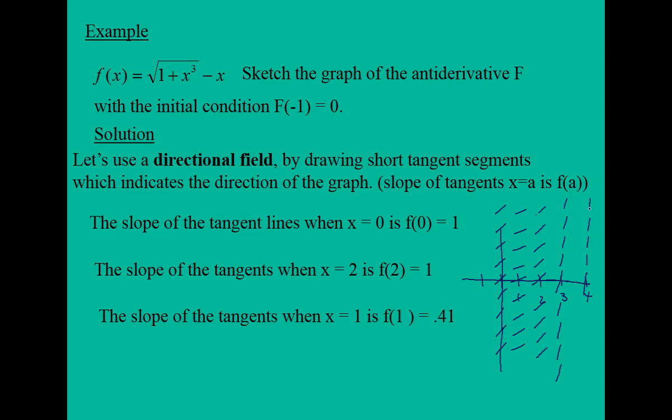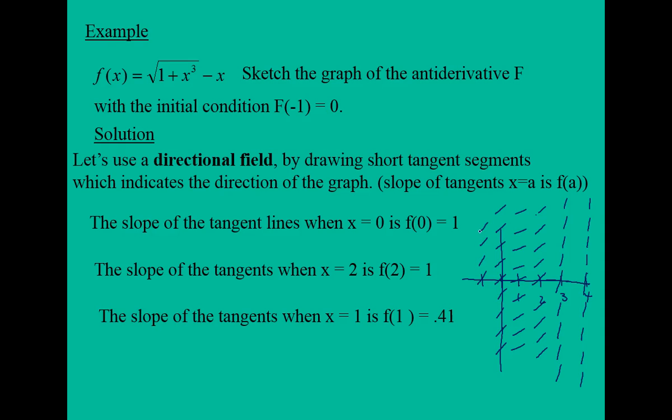So that's the idea behind a directional field. We draw in these slopes of the tangent lines for different values of x, and then we can get a feel for what the function is doing. Now we could do the same thing with negative values if the function allows it. This one would. We could plug in -1 for x and get 1 minus 1 is 0, minus a -1 would be 1. So the slope of the tangent line would be 1 when x equals -1.